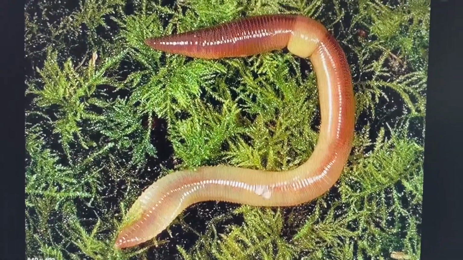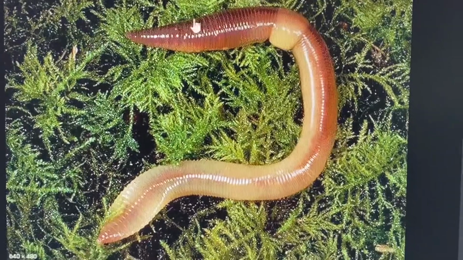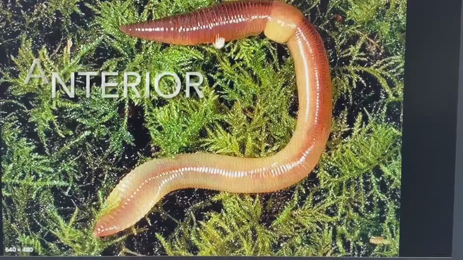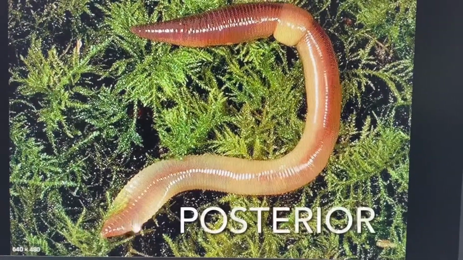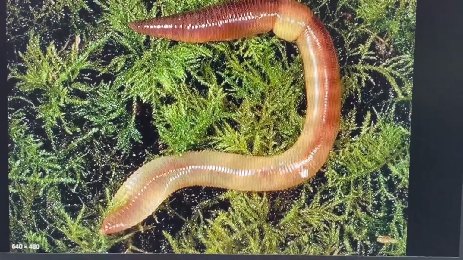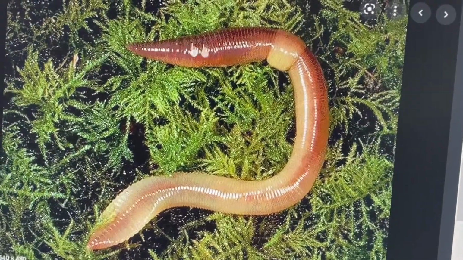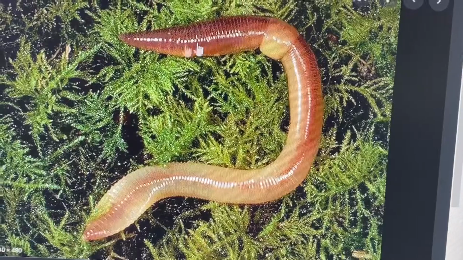Okay, some things you might remember, hopefully, is that the front end of the worm is the anterior, and the back end of the worm is called the posterior. And you can always tell the anterior from the posterior because of where the clitellum is. The clitellum is always closer to the anterior, towards the front.